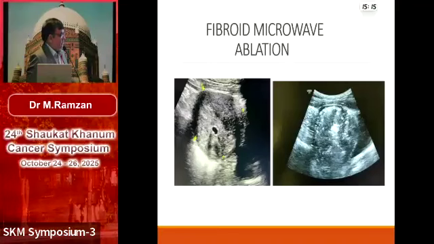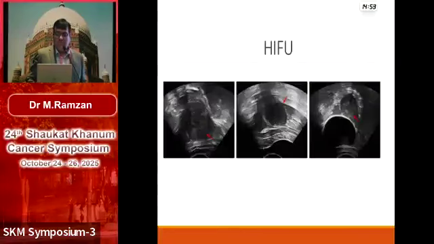So in these cases, we do it at multiple sessions. This is not very ideal in large tumors, because even if you leave a very small part, a few centimeters of the lesion, it will grow in time. But you can have immediate symptom relief and preserve fertility. So HIFU is really good.